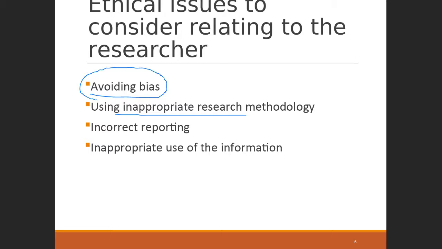Otherwise, it means that you're not very sure whether the way you are conducting research is appropriate or not. Okay, third one, incorrect reporting. As a researcher, you sometimes feel pressure that your hypotheses should be confirmed, should be accepted, because a hallmark of good research, the common standard nowadays, is that your hypothesis must be accepted.